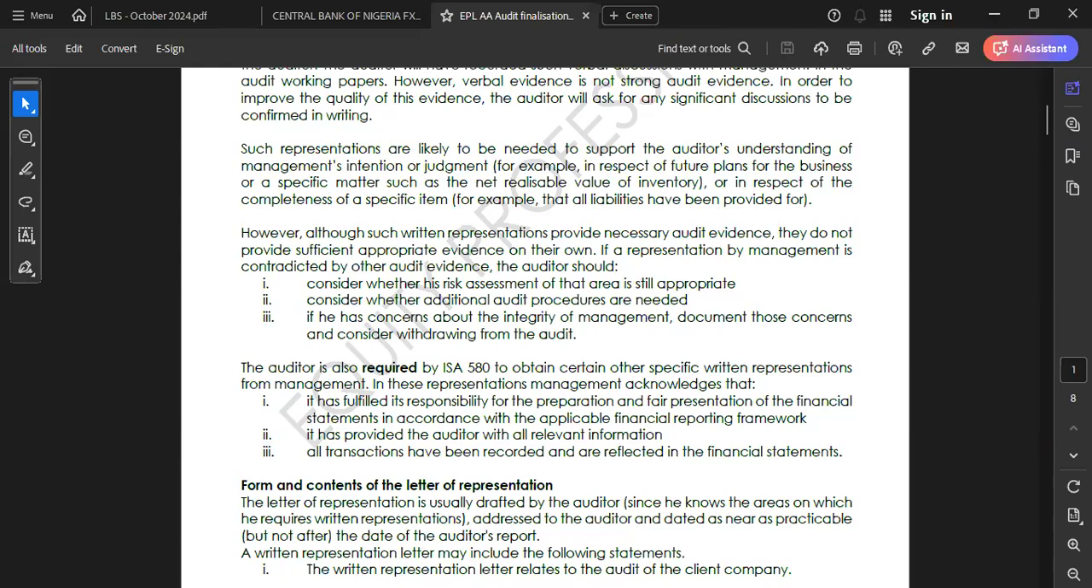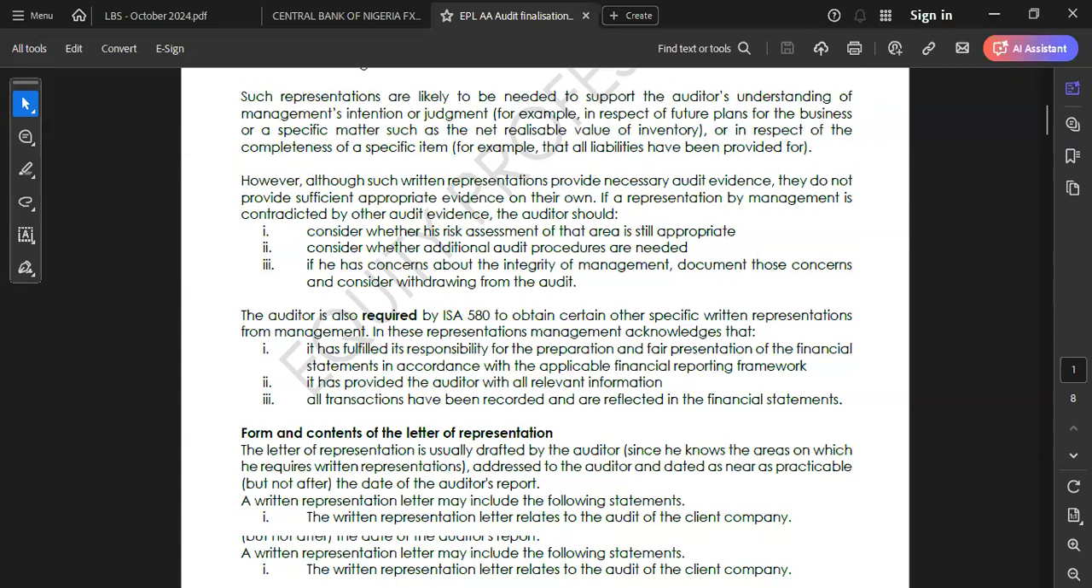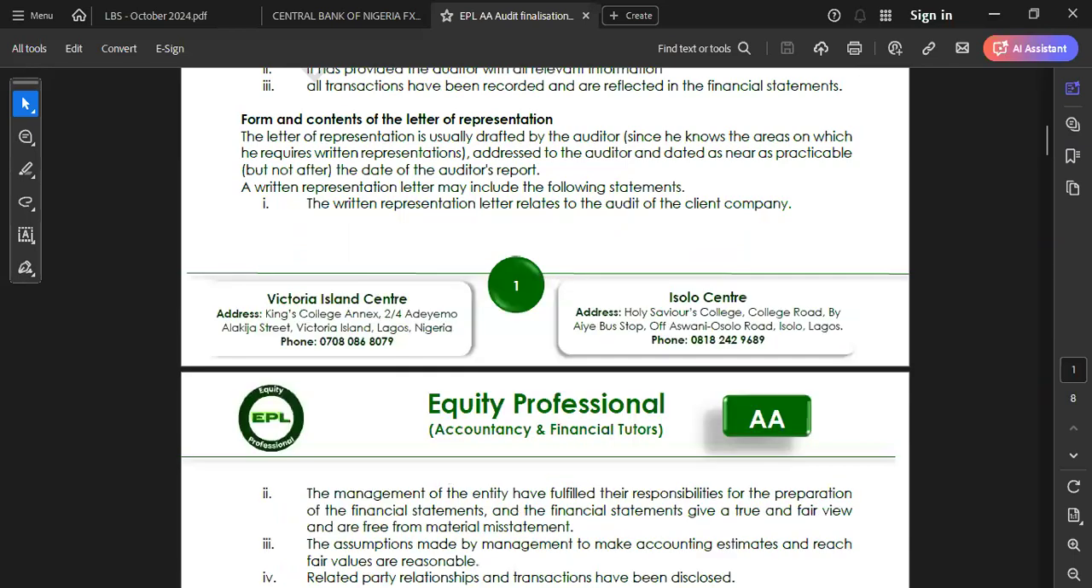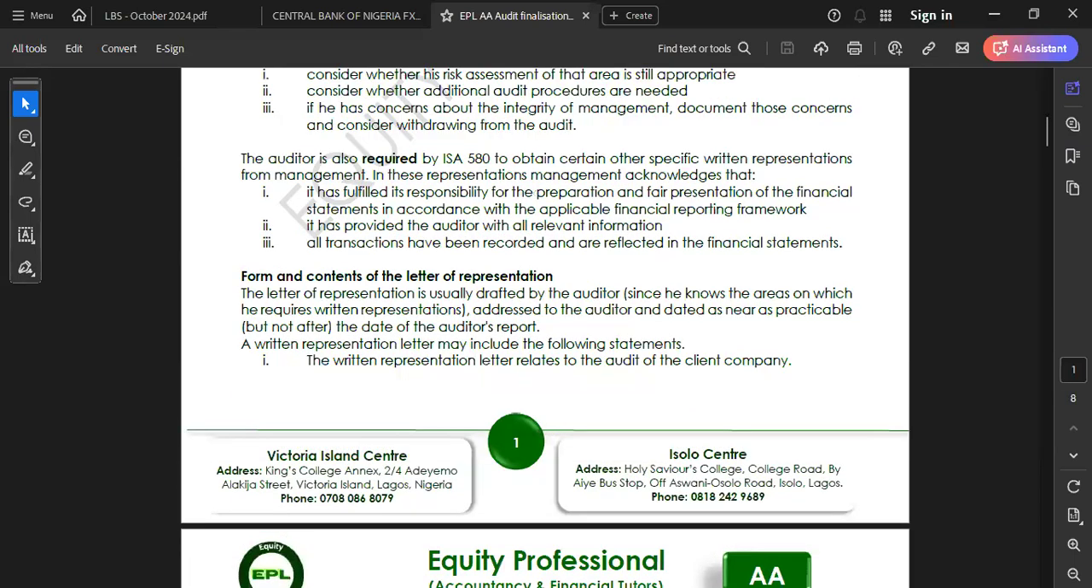So we'll continue. That's what will happen in cases where the written representation issued by management is contradicting the audit evidence. The auditor needs to consider these three things. Now, quickly, let's look at the specific requirements that the standard expects written representation to meet. The auditor is also required by ISA 580 to obtain other specific written representations from management.